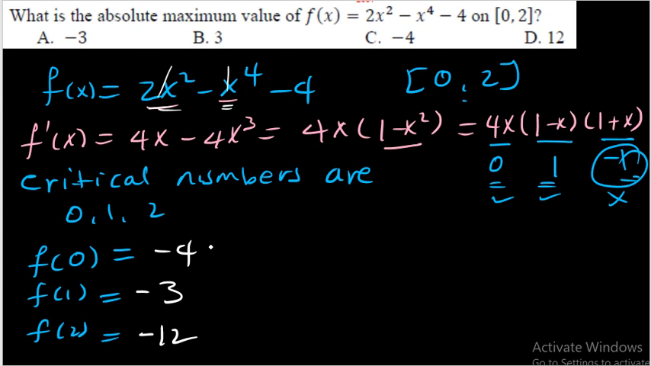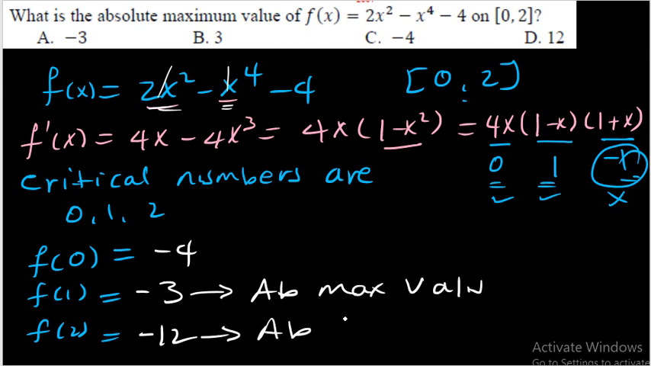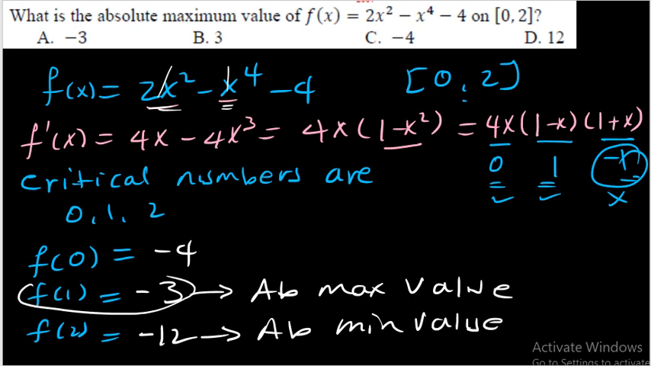Imagine now from these 3 numbers we will compare which one is the larger number. The larger number is this one. So this is the absolute maximum value, and the minimum will be the lower one. That's going to be the absolute minimum value. So we are asked the absolute maximum value, so the answer necessarily will be A.